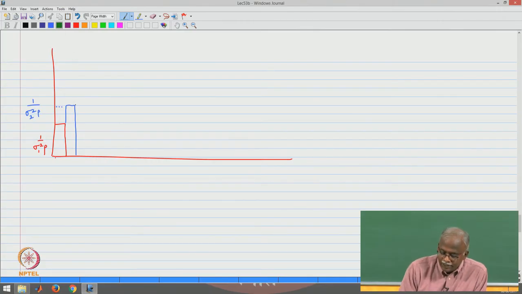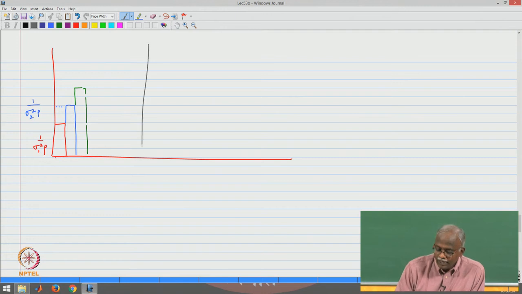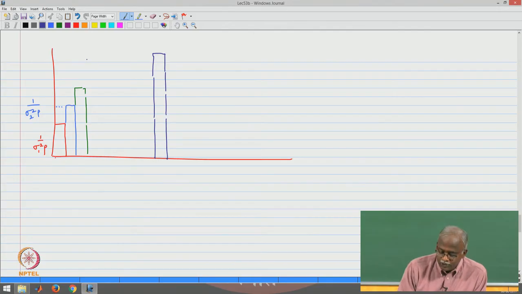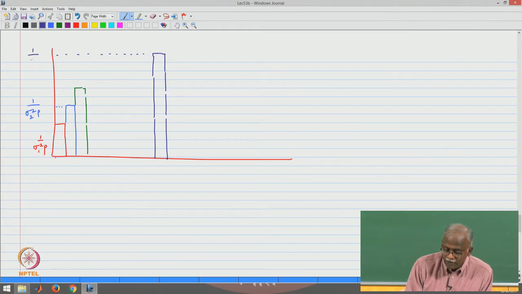Then the third channel, and so on, until we come to the last channel, where we have the representation of 1 by sigma I squared times rho. The last one has a level of 1 by sigma L squared times rho, and the first one is 1 by sigma 1 squared times rho.